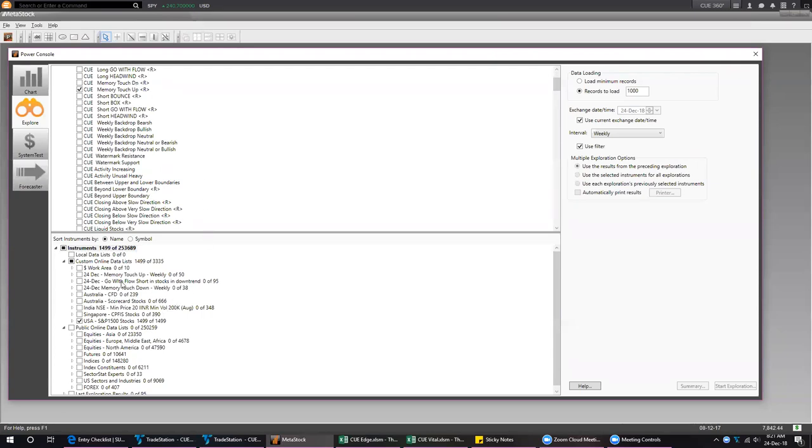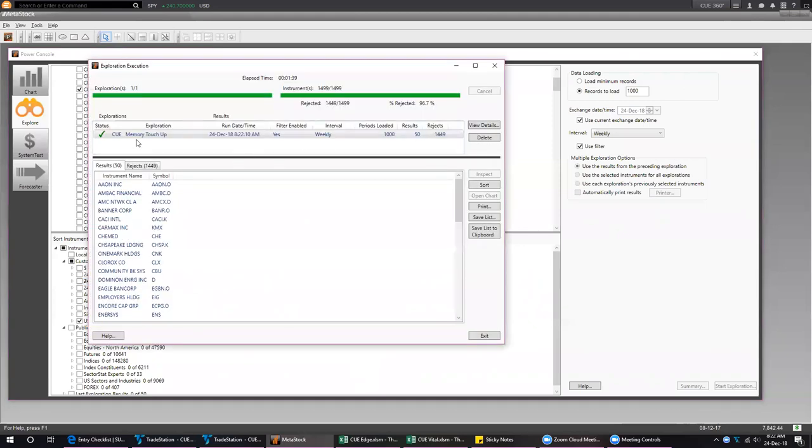In fact, I have run that already during the weekend, 24th December, today. I have already created the list, but I will demonstrate how I created this list. Meanwhile, the scan for memory touch up on weekly interval is complete. From 1,500 stocks, we are now left with 50 stocks. We could look at them one by one.